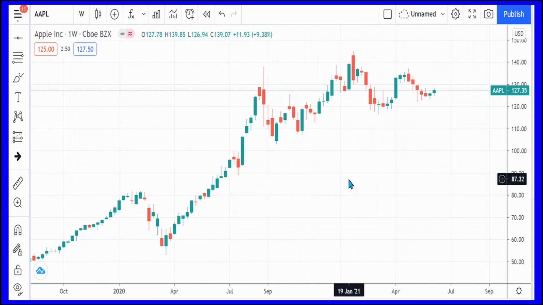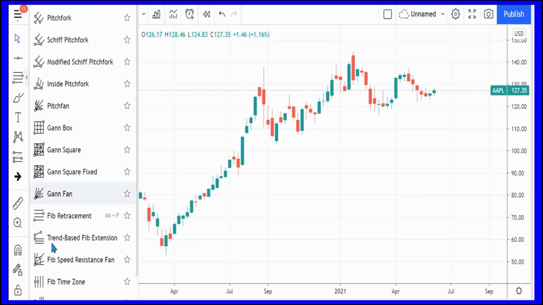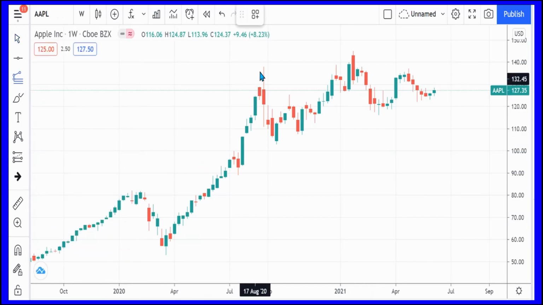According to our analysis, this is what we call ARTS analysis: it's no longer in uptrend. So now we're going to see whether it's in a downtrend or sideways. To know that, I'm going to use this tool called trend-based Fibonacci retracement. So I'm going to have two levels: the top target and the bottom target.